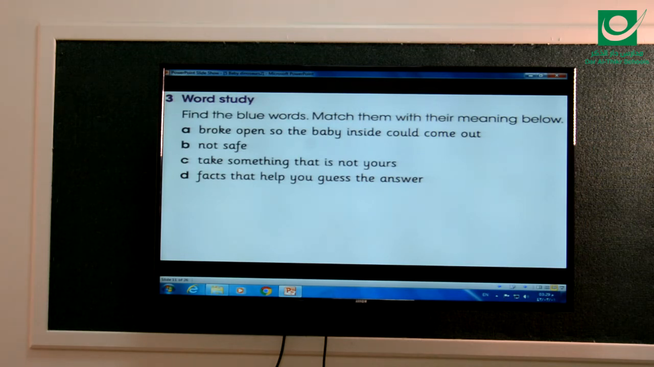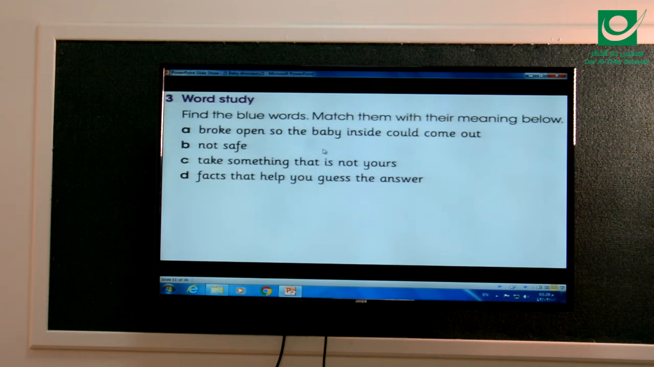Letter A, broke open so the baby inside could come out. B, not safe. C, take something that's not yours. D, facts that help you guess the answer. Pause the video, write down the answers, come back to me to check your answers.